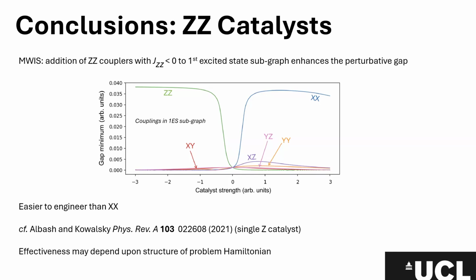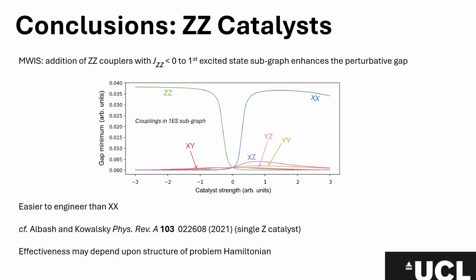It's an inductive coupler. And we showed that by adding a negative catalyst strength ZZ coupler to the first excited state, we can enhance the perturbative gap. So I've already said this is going to be easier to engineer than the XX interaction because it exists already.